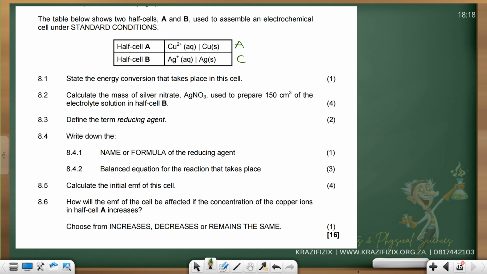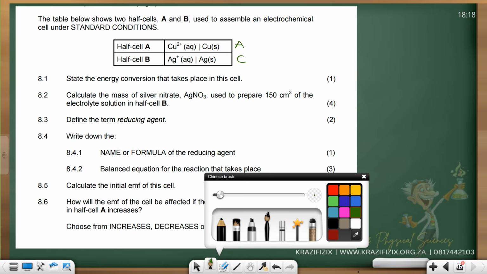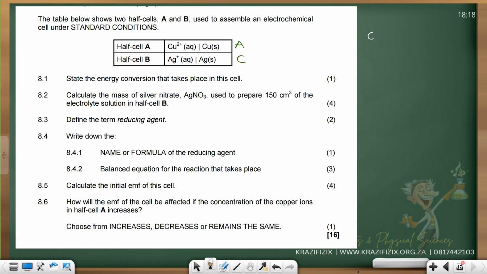Done. Calculate the mass of silver nitrate used to prepare 150 cubic centimeters of electrolyte. Do you notice they didn't give you the concentration? But we have it. It's a standard. What is the concentration? 1 mole per dm cubed. So my concentration is 1. What else do I know? Volume is what? 0.15, because we divide by 1,000.